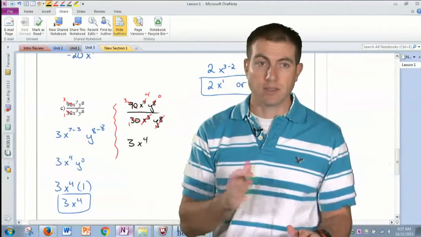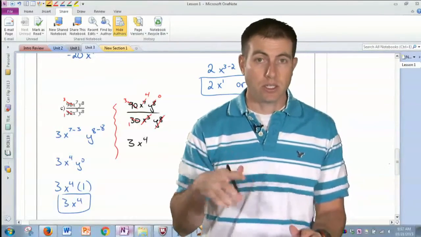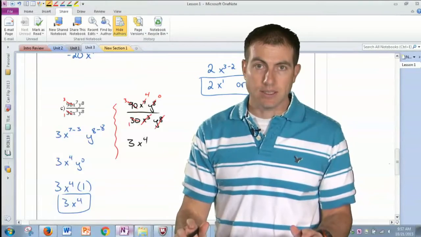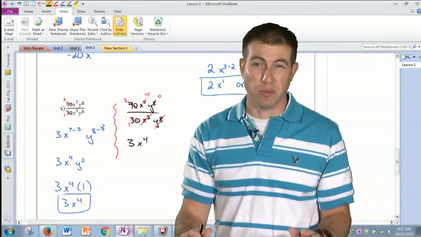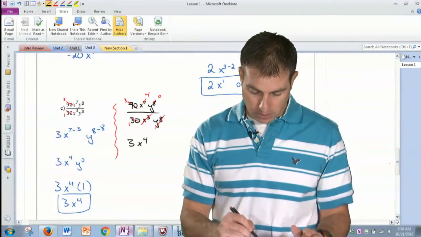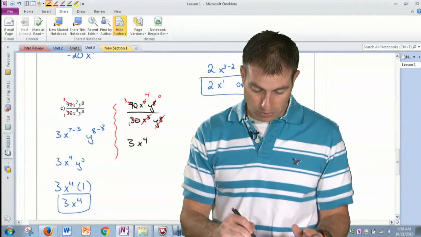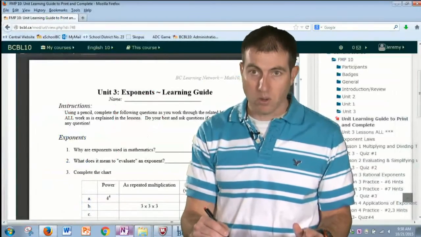When you're multiplying, same base, add your exponents. When you're dividing, same base, subtract your exponents. We're going to look at a couple of other exponent laws, and you just need to remember them. I'm assuming, Alex, you're talking about this learning guide for Unit 3. If I'm not correct in that, let me know.